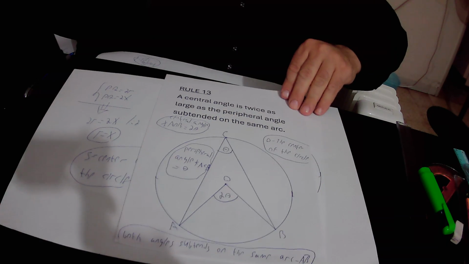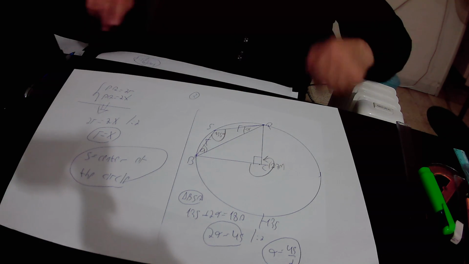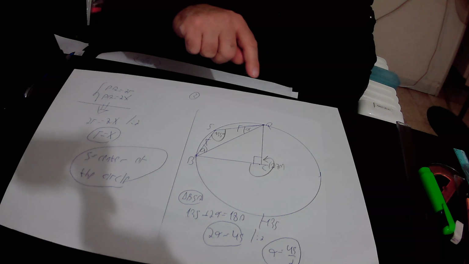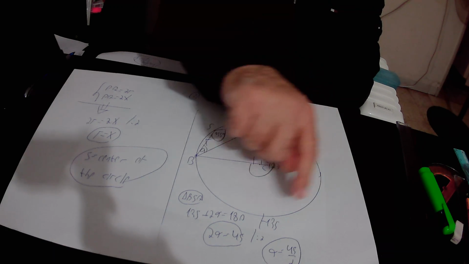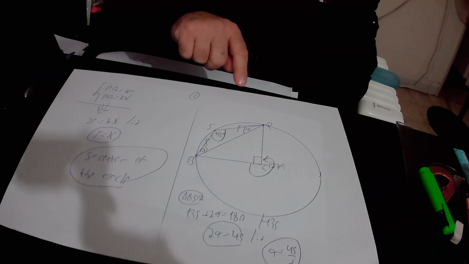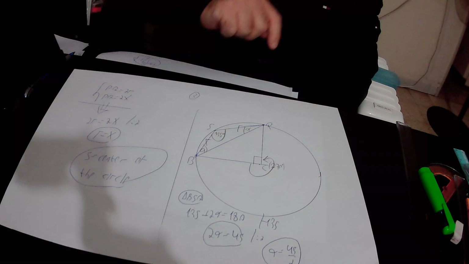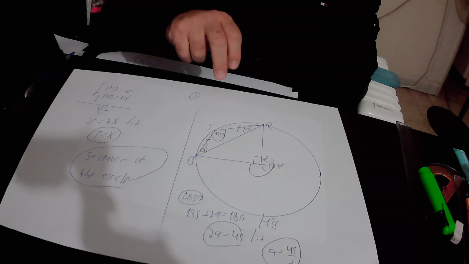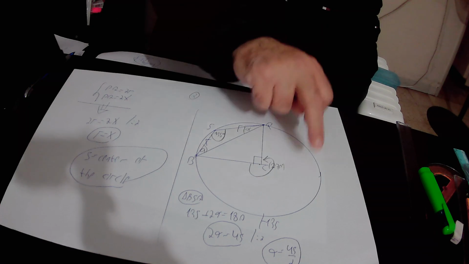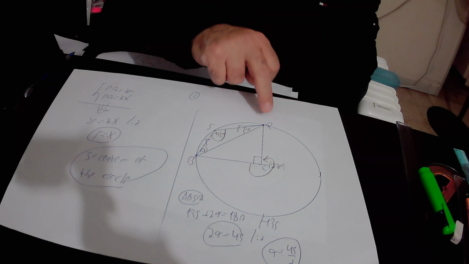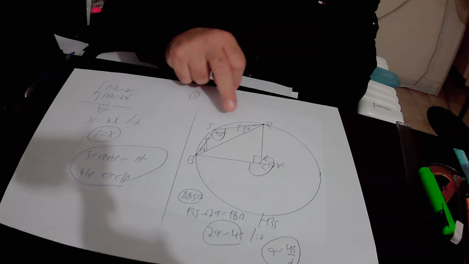So we can actually implement rule number 13 in our drawing. Why? Because in our drawing we have the peripheral angle QSB that is subtended on arc QB, and we have the central angle QCB that is subtended on the same arc, arc QB. Therefore, the central angle must be twice as large as this peripheral angle that is subtended on the same arc, arc QB.